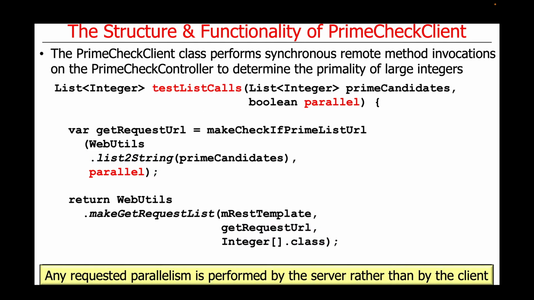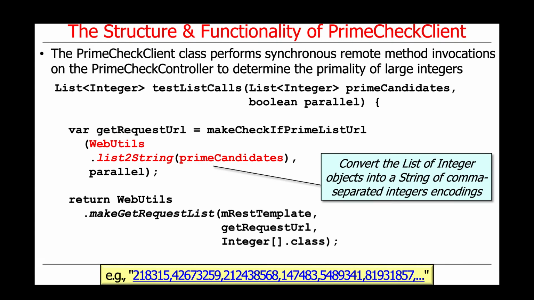The other thing that's going to happen here, based on the parameter that's passed in, called parallel, whether that's true or false, is that any parallelism that's requested by the client will be performed by the server rather than by the client. That's the reverse of what was done with the test individual calls method that we just looked at, where the parallelism, if any, is done on the client, not on the server. In this case, parallelism is done by the server, not on the client. In the next couple videos, we'll take a look at the implications of this, and we'll eventually show the timing results so you can see what's better, doing it on the client or doing it on the server.